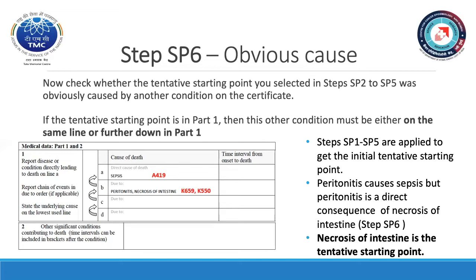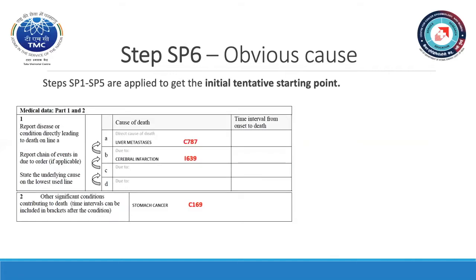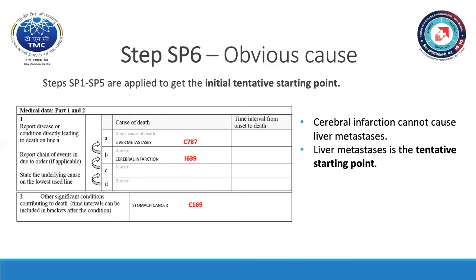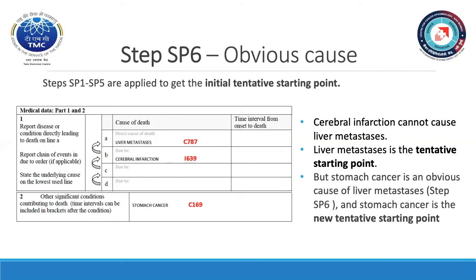Necrosis of intestine is the tentative starting point. In this case, steps SP1 to SP5 are applied to get the initial tentative starting point. Cerebral infarction cannot cause liver metastasis. Liver metastasis is the tentative starting point. But stomach cancer is an obvious cause of liver metastasis, step SP6. And stomach cancer is a new tentative starting point.